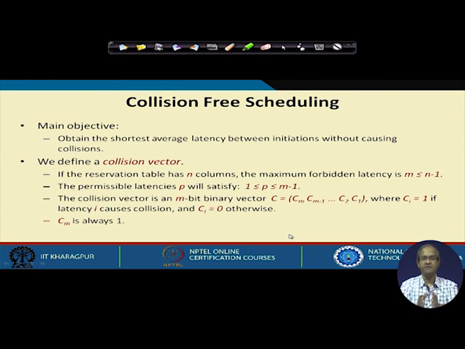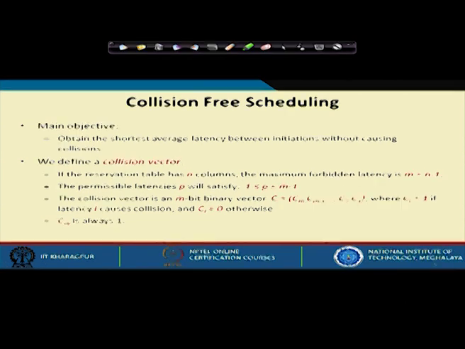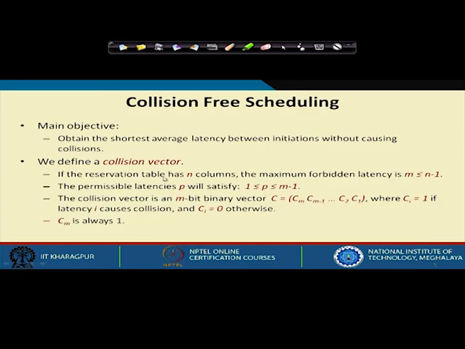Now, our objective is to do something called collision-free scheduling. How to schedule the pipeline, how to determine the latencies dynamically. Dynamically means when the data comes, we should be able to automatically find out whether we can feed the next data or not. That is called scheduling. We shall be looking into this. Scheduling such that there is no collision. Of course, the main objective is to obtain the shortest average latency.